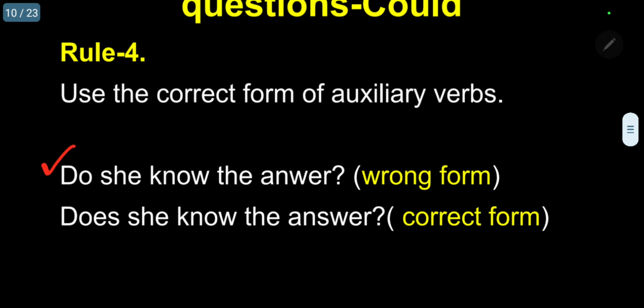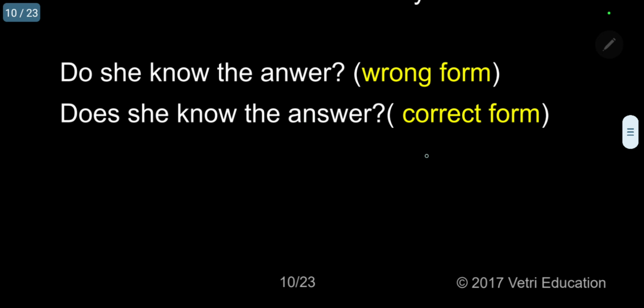Do she know the answer? This is the wrong form, because she is third person singular, so the verb should also be third person singular. Do is plural, and we have to use do for plural. So the correct form is, does she know the answer? Does she know the answer? That is the correct form. Okay, the next one.